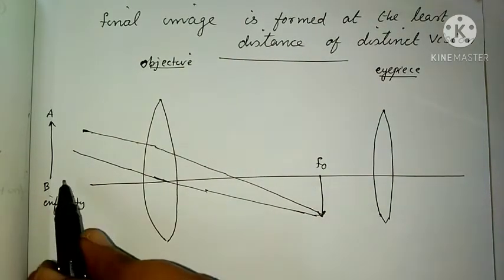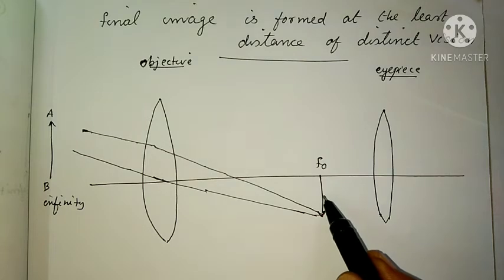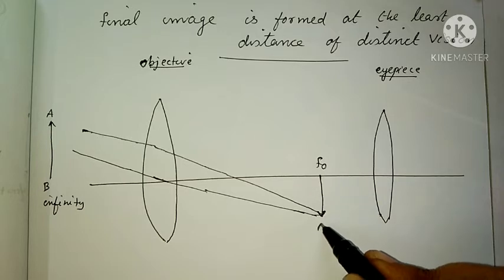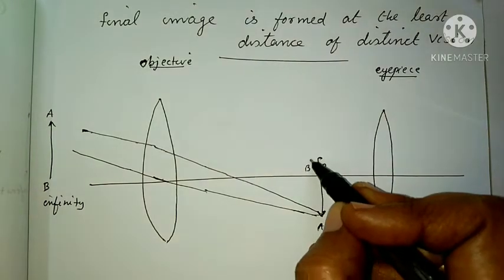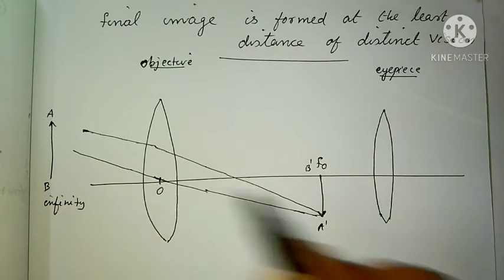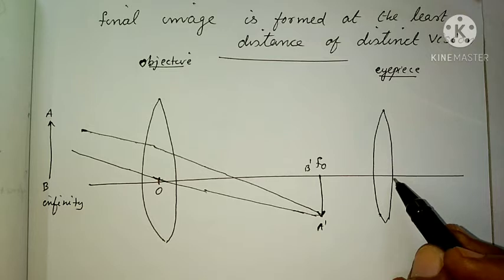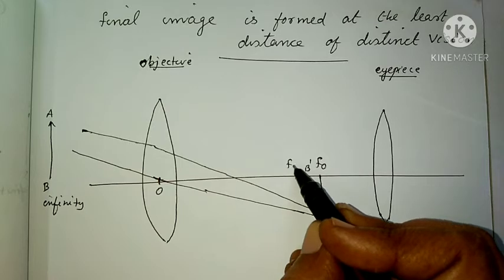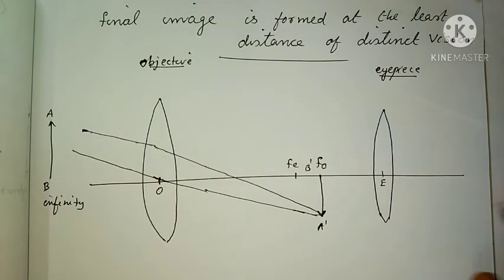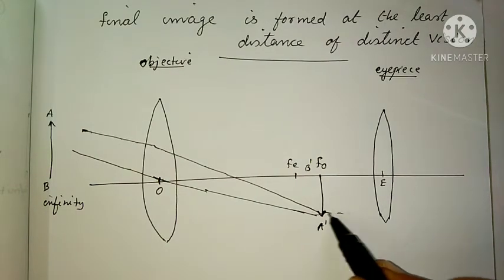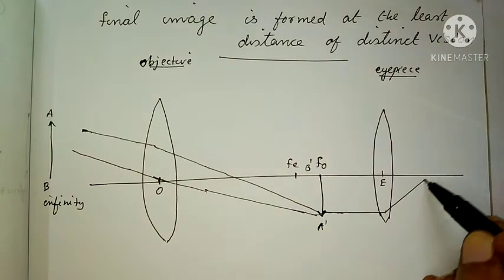Here the object is at infinity, so the image is formed at the focus of the objective. We can note it as A dash B dash. So when the object is at infinity, the image is formed at the focus of the objective. This is the optic center. Then this image acts as an object for the eyepiece, and this image is in between the focus of the eyepiece and the optic center of the eyepiece. Then after refraction, the final image is formed.